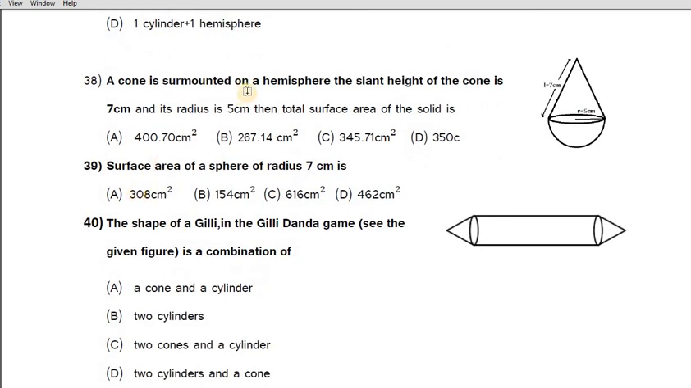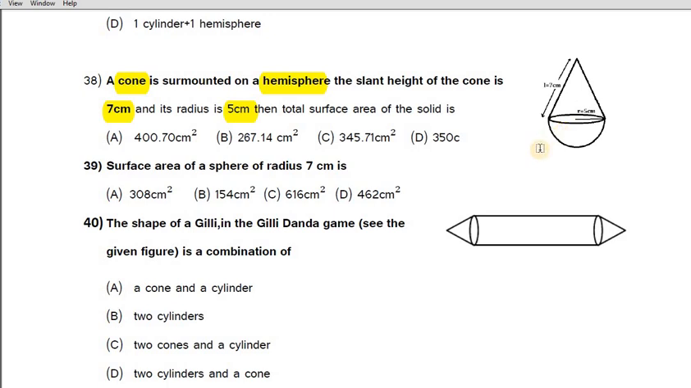Question number 38. A cone is surmounted on a hemisphere, means the cone is just over the hemisphere, and the slant height of the cone is 7 centimeter, means L is given, and radius is 5 centimeter, and we need to find the total surface area of the solid. For that you want to use the formula CSA of cone plus CSA of hemisphere. You should not use total surface area of cone and total surface area of sphere, because the circle part in the figure we cannot touch.